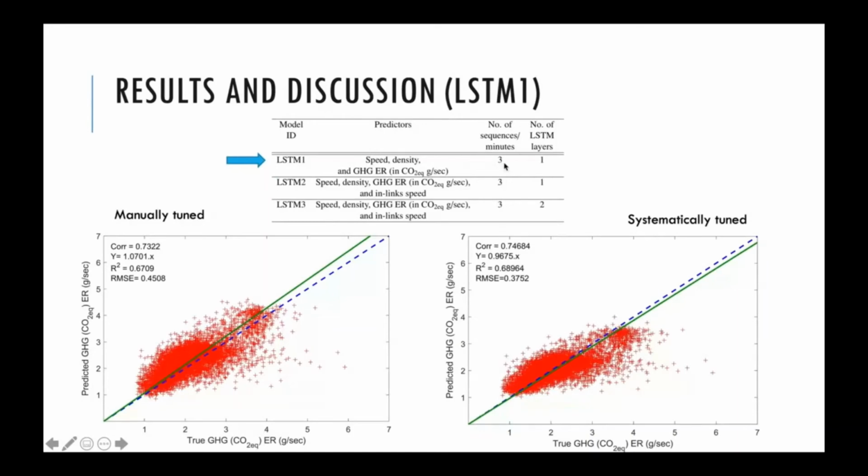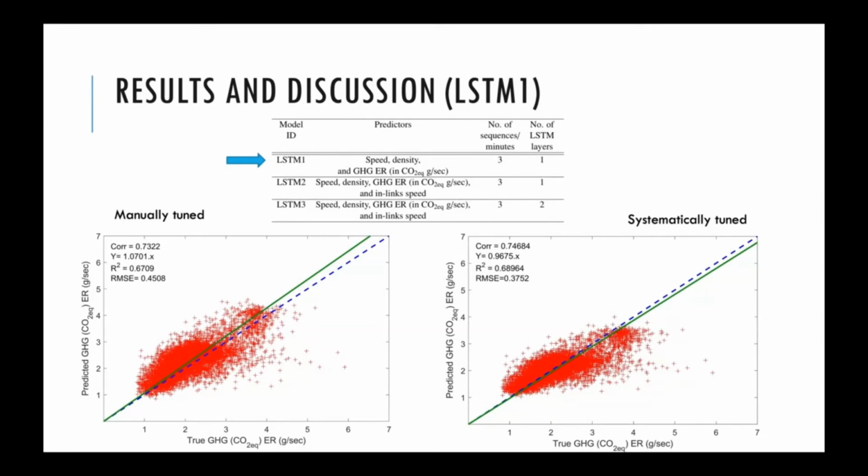X-axis is for true value, Y-axis is for predicted value. The interesting thing to note here is that LSTM has overcome the limitations of both ARIMA and clustering. LSTM considered greenhouse gas emission rate as a continuous variable, unlike clustering, and is scalable, unlike ARIMA.